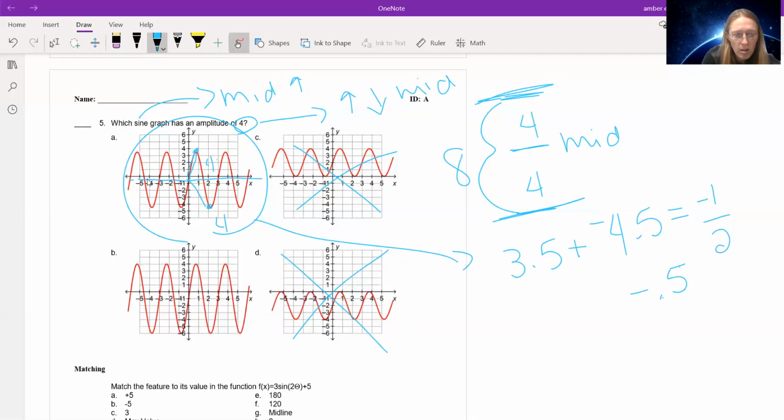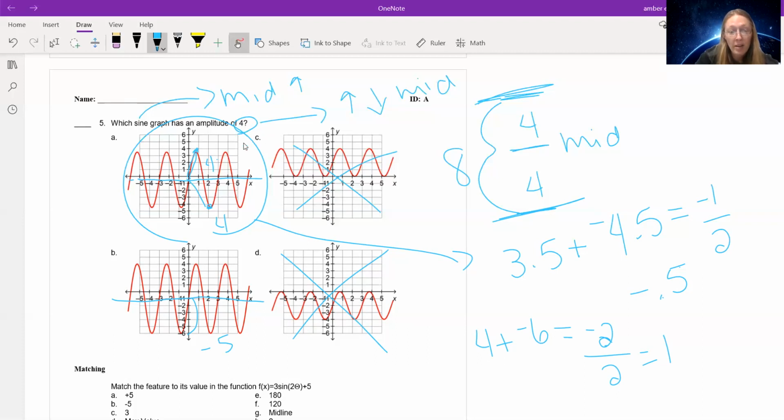If we double check this one really quick, my highest value is 4, my lowest value is -6. If I add them together, I get -2. Divide by 2, I get -1. So it says right here is my midline at -1. To go from -1 down to -6, I went down 5. That's not 4.